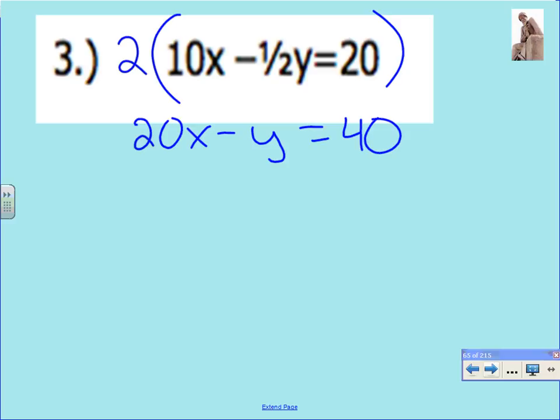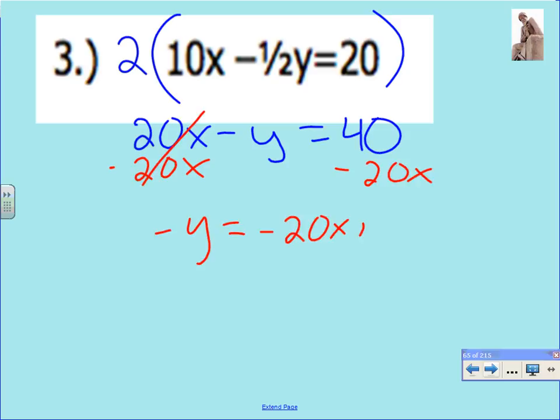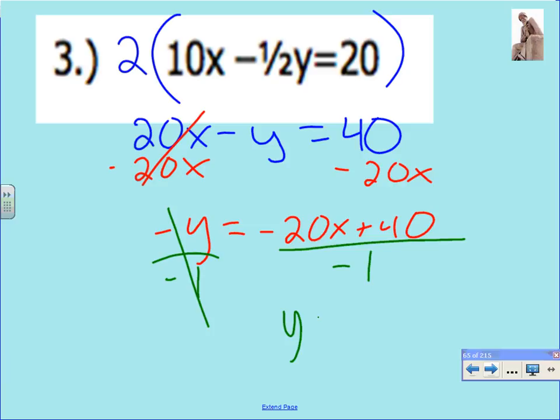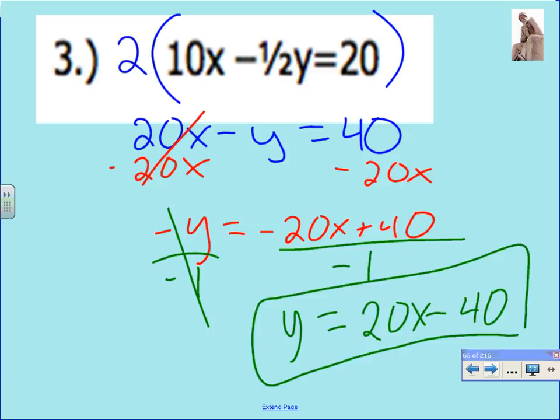Bless you. Good job. So move 20x to the other side. We have -y equals -20x plus 40. Always write the x term first. Alina, what's the last thing that you did? Good. Divide everything by -1. I know most of you guys are ahead of me. This goes away. We have y equals 20x minus 40. That's the answer.